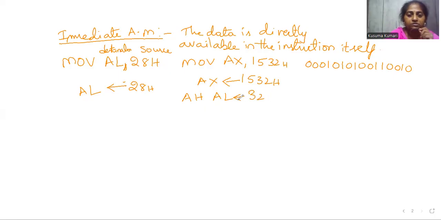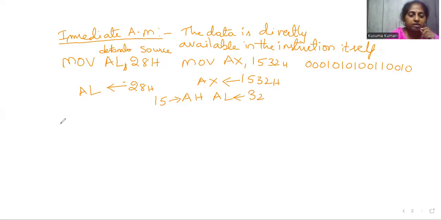The 32 is transferred to AL, and 15 is transferred to AH. 15 is the higher byte, 32 is the lower byte. This lower byte number is transferred to AL and the higher byte number is transferred to AH. Okay, so here this is the difference.